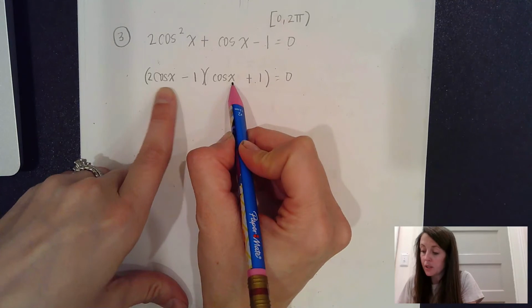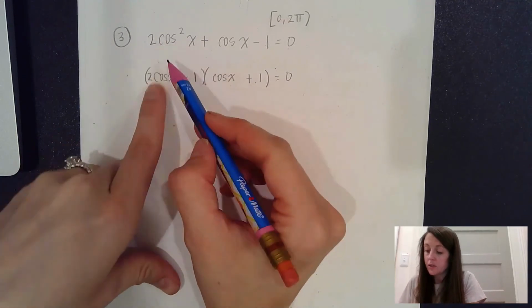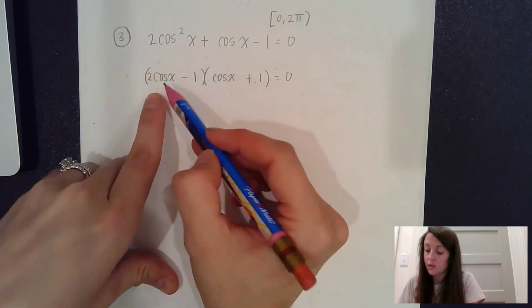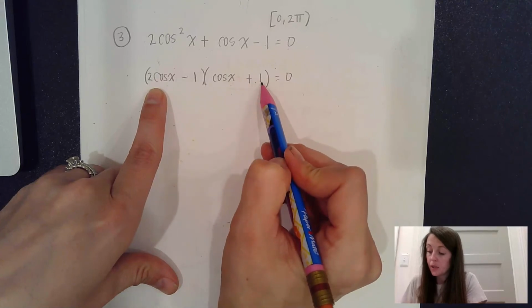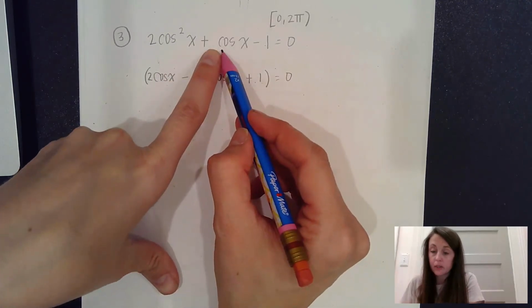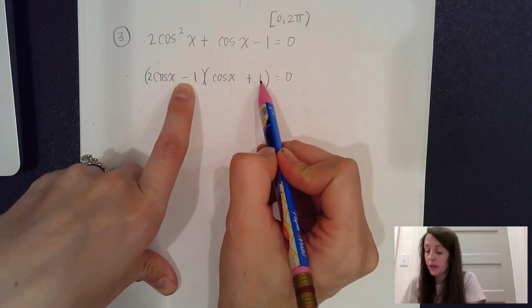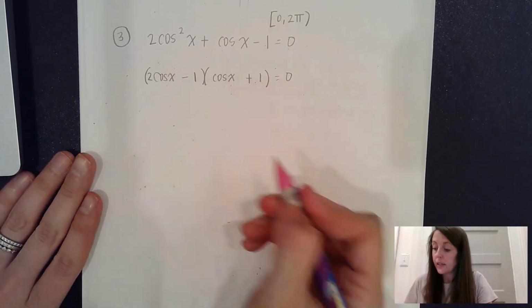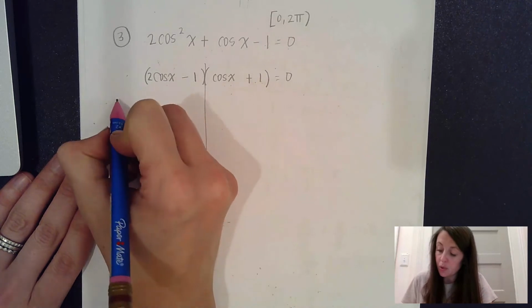So 2 times cosine is 2 cosine times cosine, which is 2 cosine squared. It's a positive 2 cosine x minus a cosine. So when you add those two together, it'll give you a positive, and a negative times a positive gives you a negative. So now we'll set both of these equal to 0.